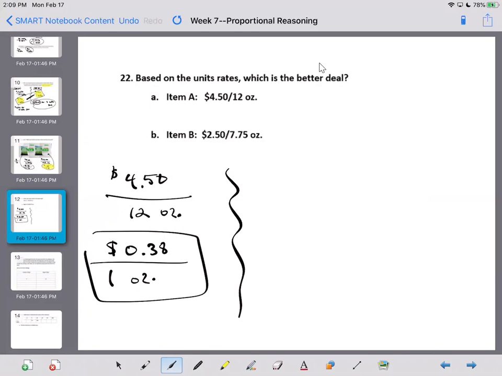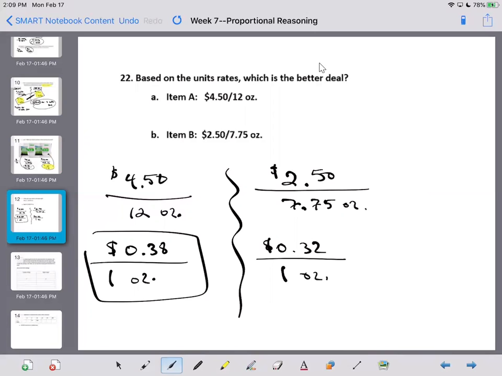Item B is $2.50, and I get 7 3/4 ounces. And that's about 32 cents per 1 ounce. So that's a 6 cents difference. So mathematically, we would see that that one is cheaper. You're spending less per ounce.